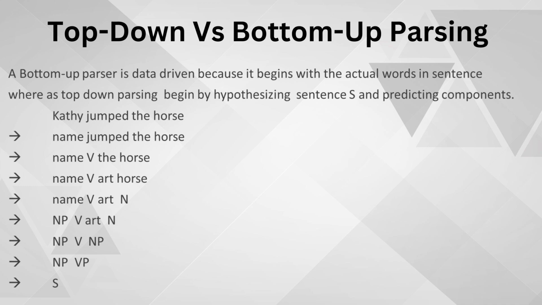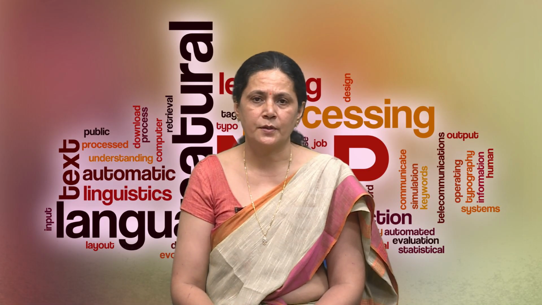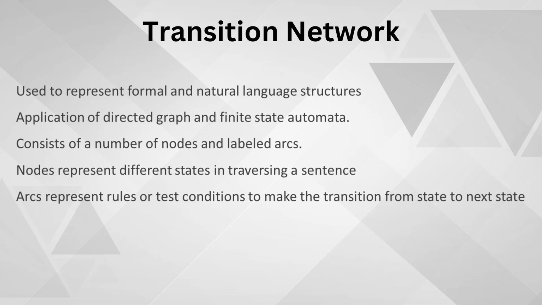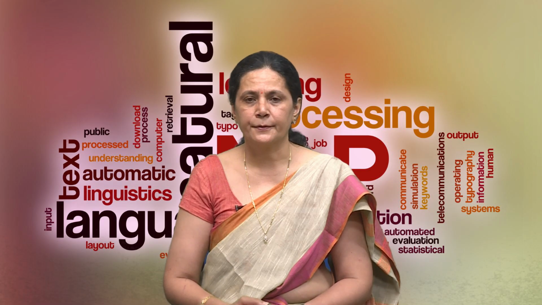Another parser which is very popularly used is known as the transition network. It is basically a directed graph and its behavior is similar to a finite state automata. It has nodes and labeled arcs. A node represents the different states while traversing a sentence. An arc represents the rules or the test conditions that should be applied on a word or on a phrase for moving from one state to another.